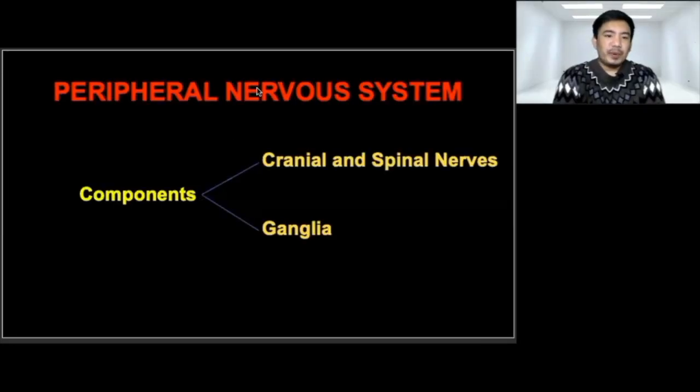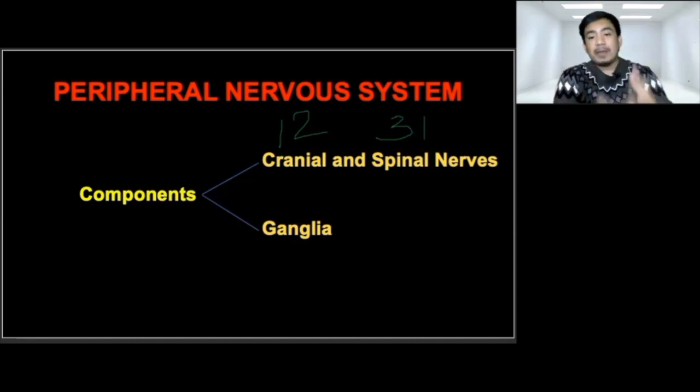There are two other components I want to add in the discussion of the gross structure of our peripheral nervous system. We have here the cranial and spinal nerves and the ganglia. As we all know, we have 12 cranial nerves, while we have 31 pairs of spinal nerves. Our cranial nerves originate from our brain and leave the brain passing through the foramina of our skull. Our 31 pairs of spinal nerves are attached to our spinal cord.